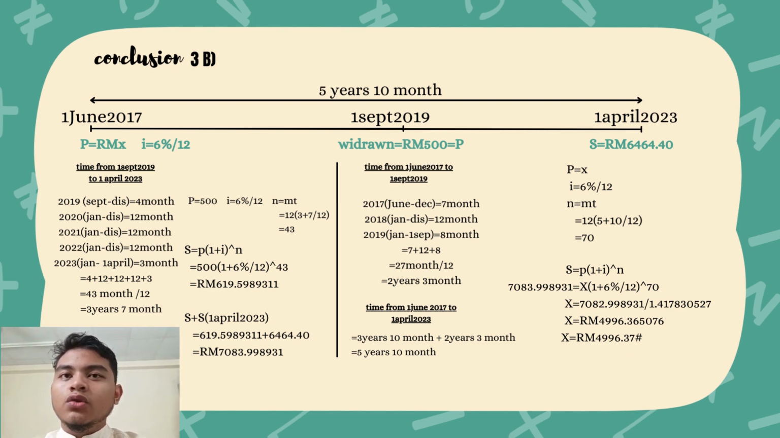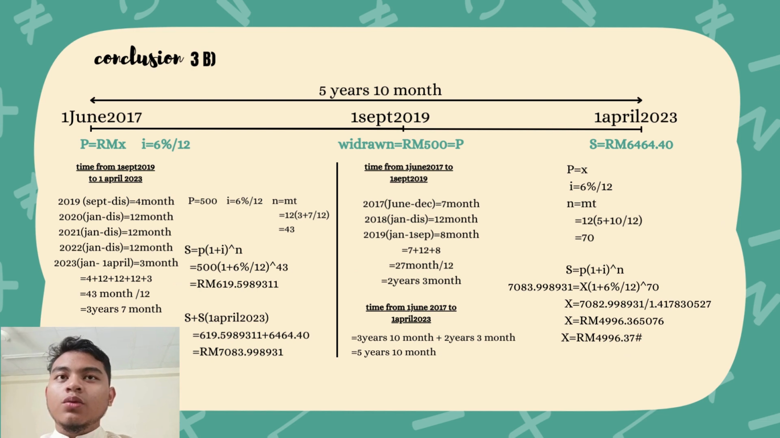Using the formula S equals P(1 plus i) to the power of n, we get that P equals 500, i equals 6% over 12, and n equals 12 times 3 plus 7 over 12, which gives 43. Using the formula again, we get that S equals 690.5989311. So we add it to the amount at 1 April 2023, then we get RM 7083.998931.